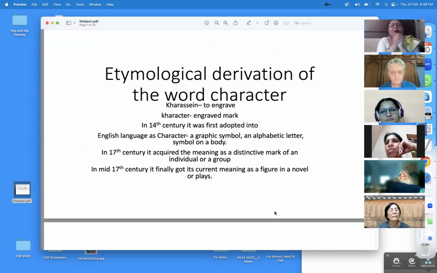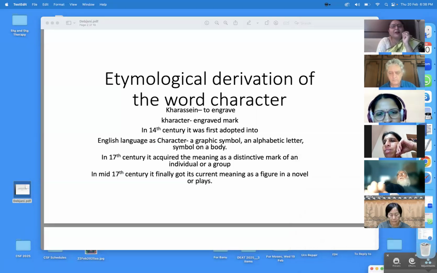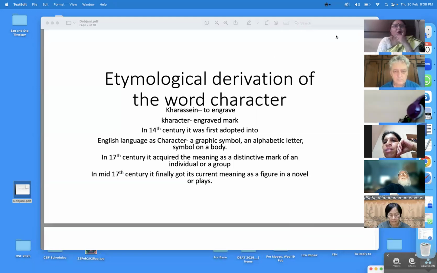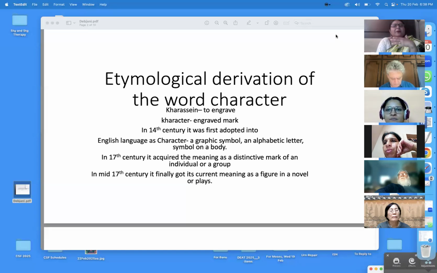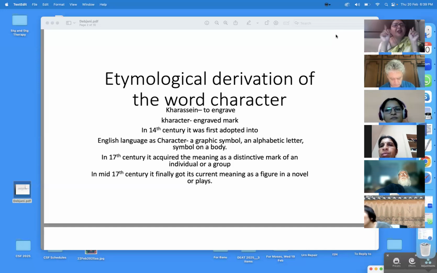Being a student of language and literature, I have a little bit of interest in the etymological derivation of words. So a couple of days ago, when I thought of doing more research on characterization, this idea popped up in my mind: how has this word come into use, and from when? It's very interesting. The word is originally Greek, pronounced something like harasein, which originally meant to engrave. So it was in no way close to the word character that we know now. It was completely different: to engrave.